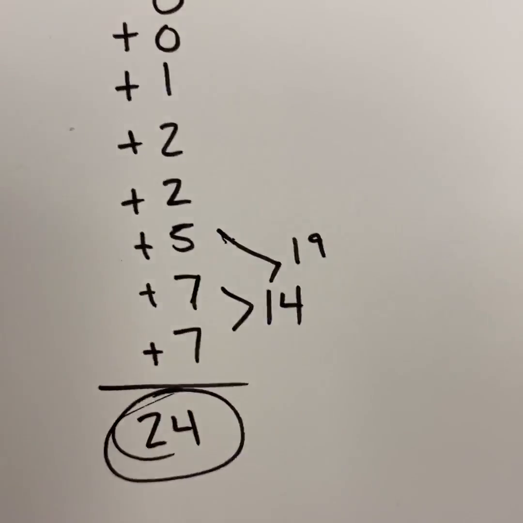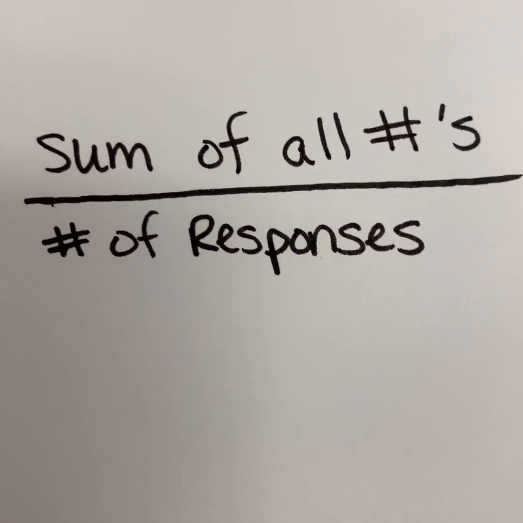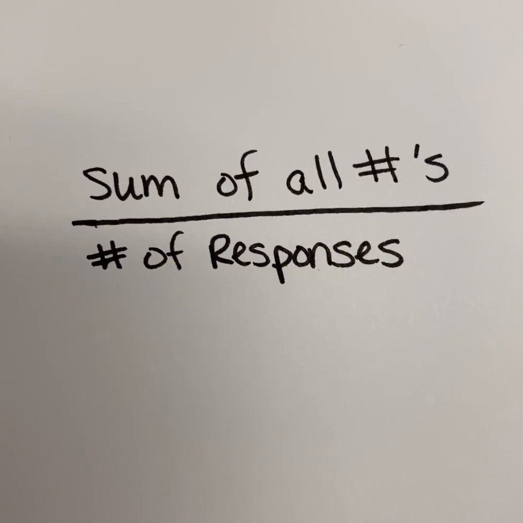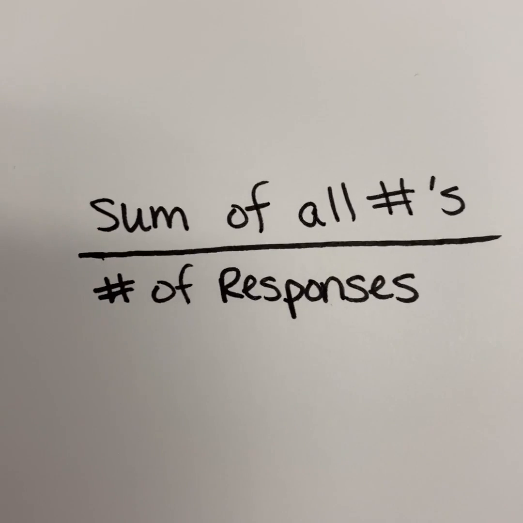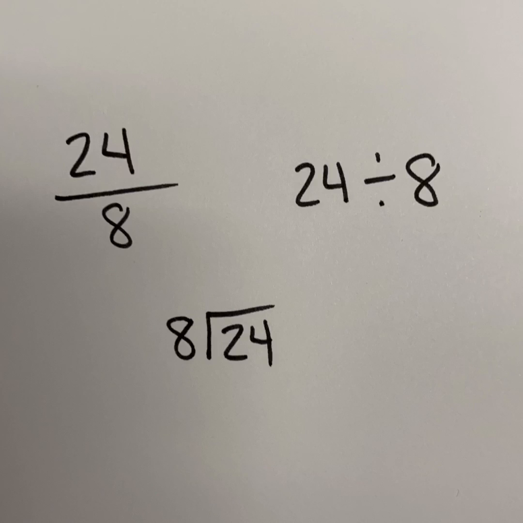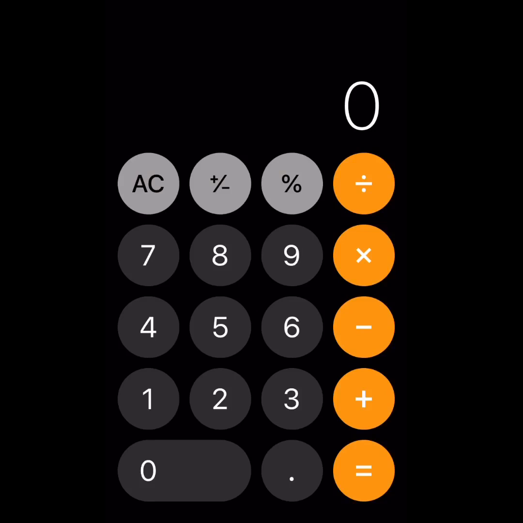That's the sum of all of our numbers, and we're going to divide by the number of responses. And if you remember, we had 8 responses. Not to get too far ahead of ourselves, but all of these things are the same. They all mean 24 divided by 8. So let's go ahead and calculate this out. 24 divided by 8 equals 3.